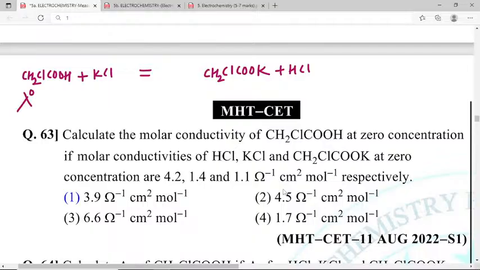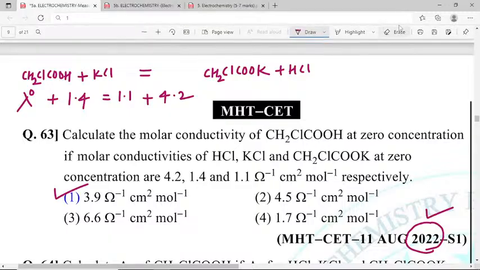So this value we have to calculate, lambda naught we have to calculate, plus KCl value, how much? KCl, 1.4. Yes. So CH2Cl COOK is 1.1, is equal to 1.1 plus HCl value, how much? 4.2. So first addition then subtraction, we get the answer 3.9. Get it? Solve please. 1.1 and 4.2.